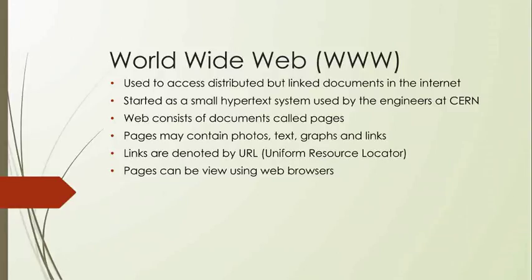Now let's move to the WWW or World Wide Web. So what is World Wide Web? World Wide Web is used to access distributed but linked documents in the internet. Started as a small hypertext system used by the engineers at CERN, web consists of documents called pages. Pages may contain photos, text, graphs, and links. And links are denoted by URL or Uniform Resource Locator. Pages can be viewed using web browsers.